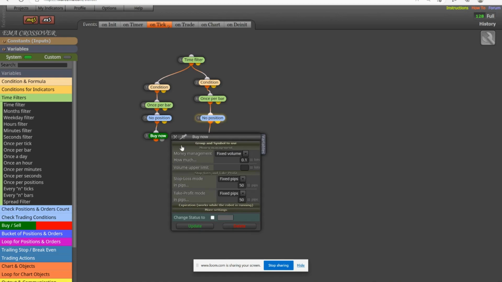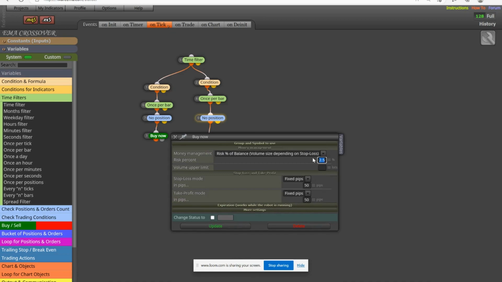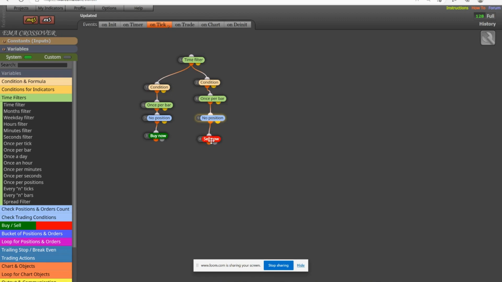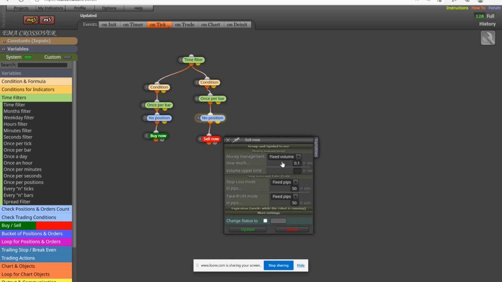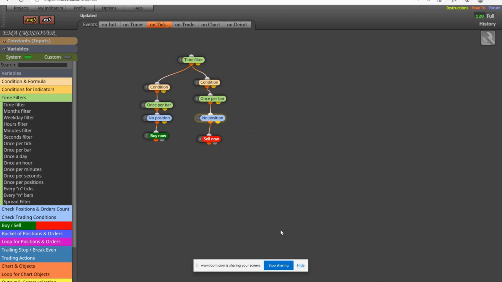Now, to the buy, we want to risk 1% of our account. Our stop loss, 50 pips is what we were going for, and then we're going for a 150 pip return as a take profit. Again, we'll do the same with the sell side: 1% risk, 50 pip stop loss, 150 pips target. So this is how simple it is to create an algorithmic strategy, and we'll go test it in the next part.